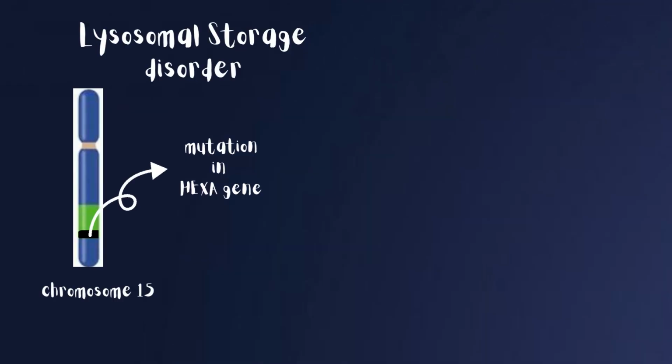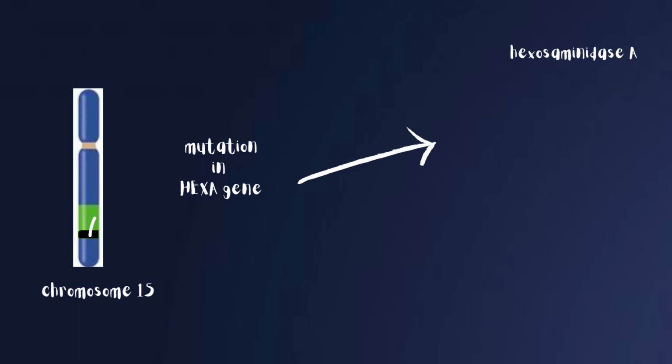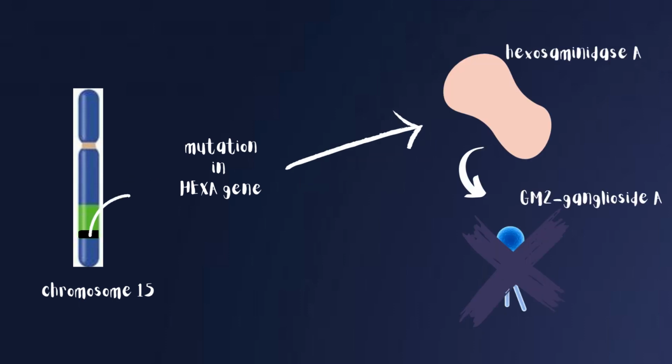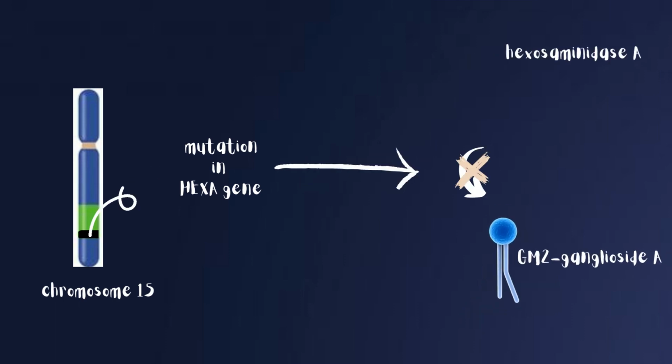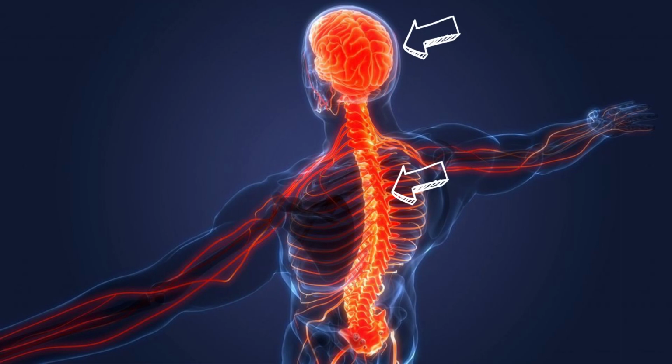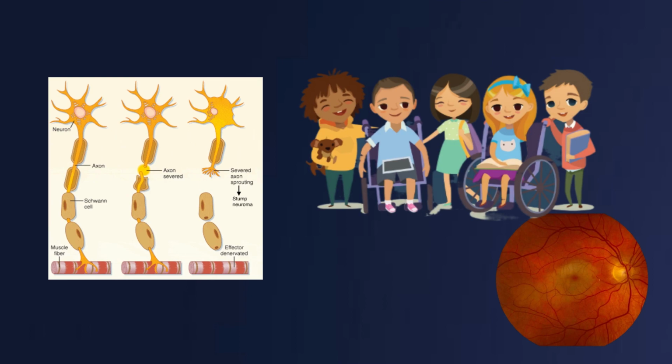The disease is classified as a lysosomal storage disorder resulting from a mutation in the HEXA gene found on chromosome 15. This gene is responsible for producing the enzyme hexosaminidase A, which is essential for breaking down a lipid, GM2 ganglioside. However, in the absence of HEXA, the breakdown process is impaired, leading to an accumulation of GM2 ganglioside in the central nervous system. As a consequence, nerve cell degeneration occurs, causing the symptoms associated with the disease.